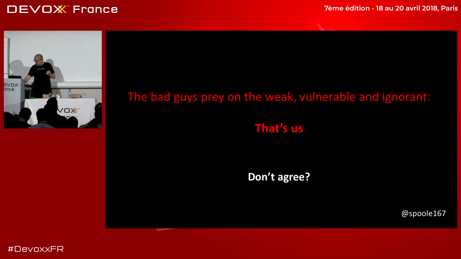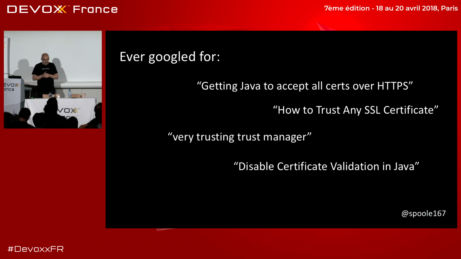And if you don't agree, let's just do some examples. How many people have done this? How many of you ever Googled for any of these? Getting Java to accept all the certificates over HTTPS. Yeah, I've done that one. How to trust an SSL certificate. Very trusting trust manager. Disable certificate validation in Java or any tool. How do I turn off curl SSL checking? We all do it, right?